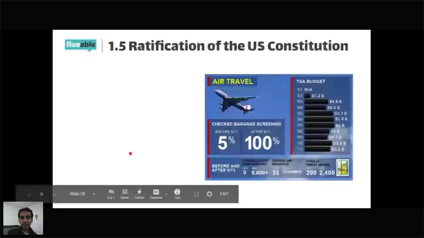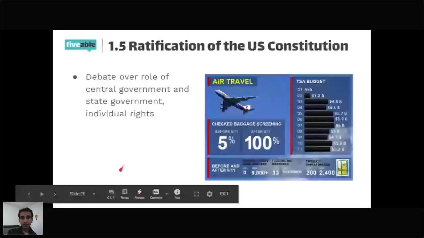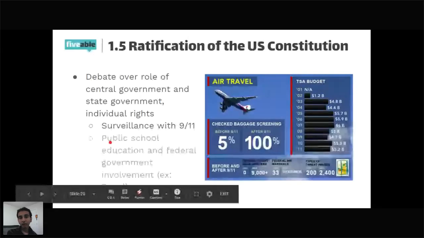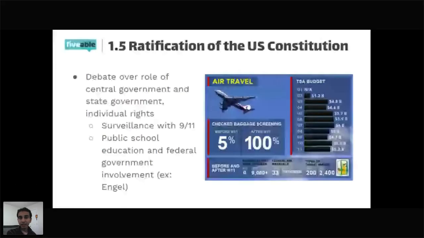Okay. One of the last things that this standard addresses is the role of the central government and how that has changed with events, and how there's a debate over the role of central government, state government, and individual rights. This is the same as the Federalists and the Anti-Federalists in terms of their disagreements in terms of who should have the power.